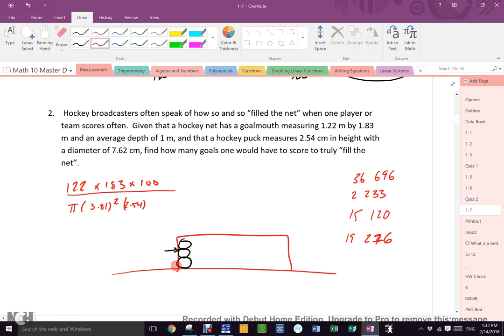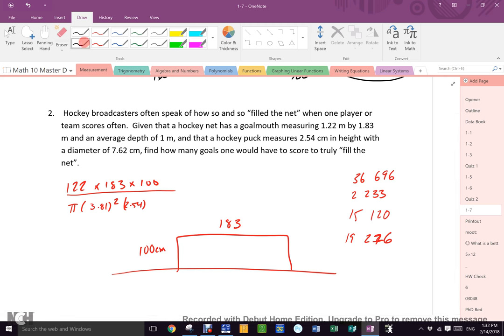The net is how deep? Which of those numbers is the depth? 100. So the net is 100 centimeters deep, yes? How wide is the net? Is the net taller or wider? Do you know, or does it matter? Doesn't matter. So what do you want to put here, 183 or 122? 183, cool. Oops, I wrote 180 like an idiot. Excellent. Everybody cool with that?